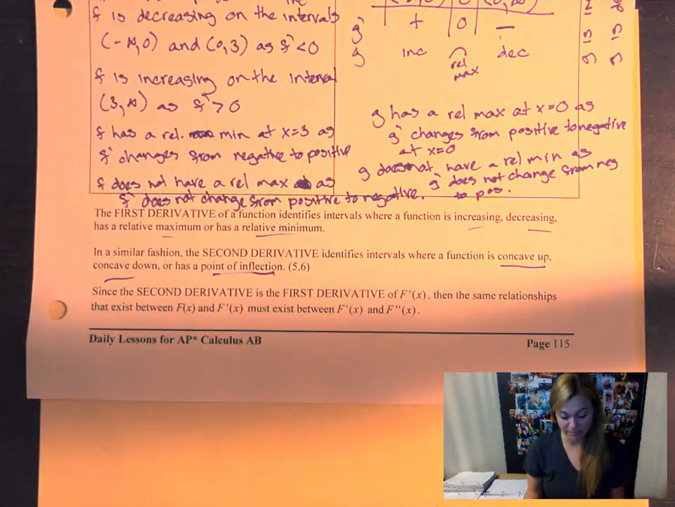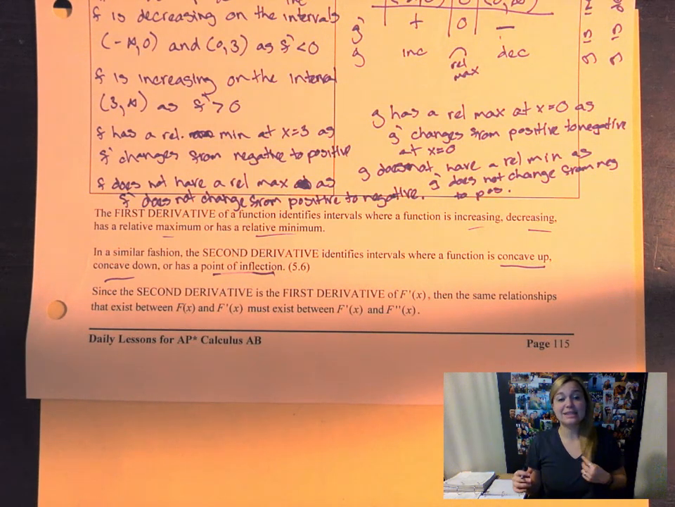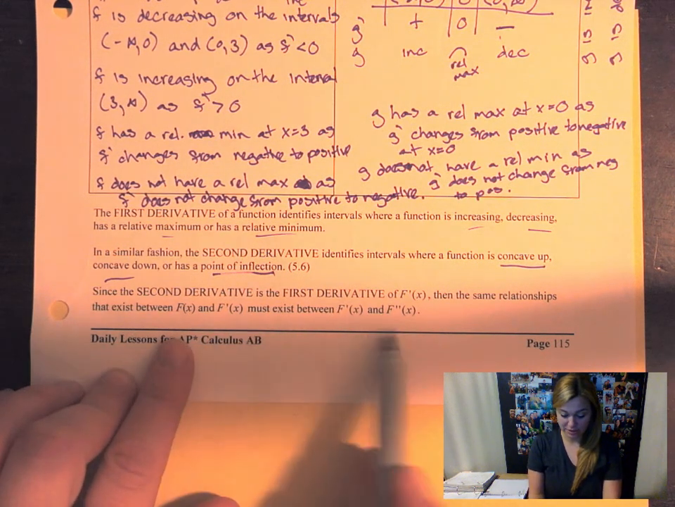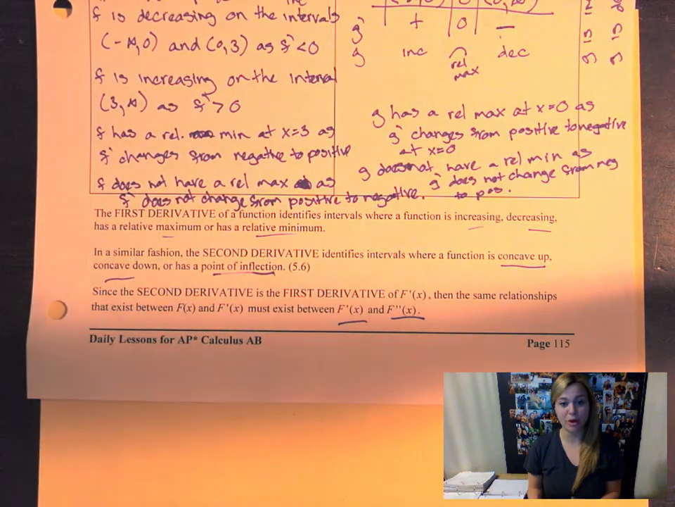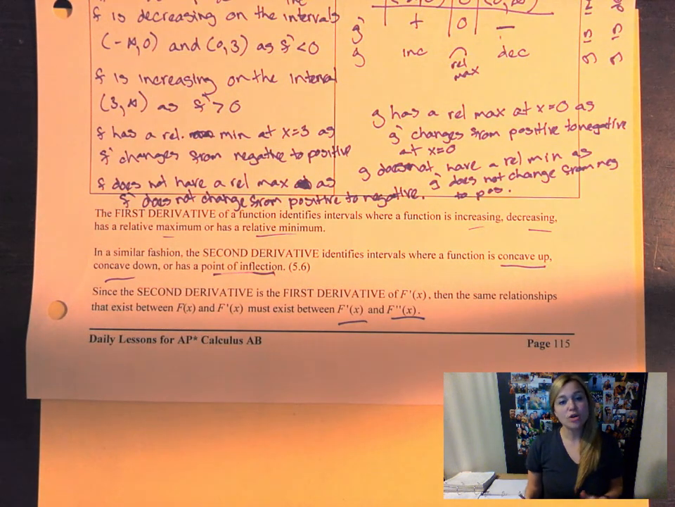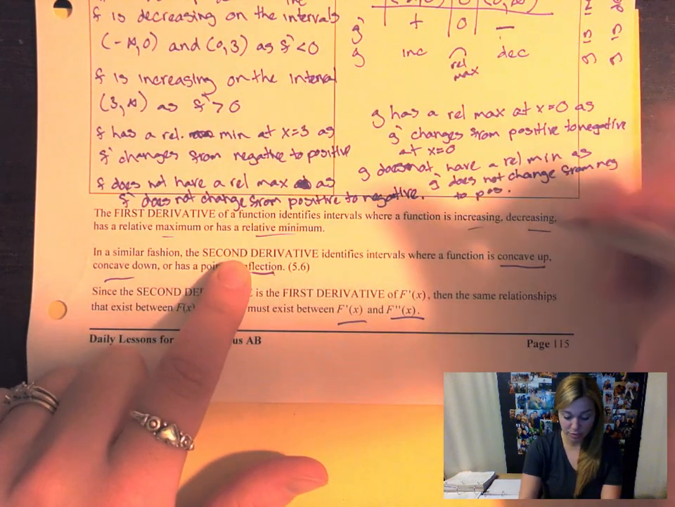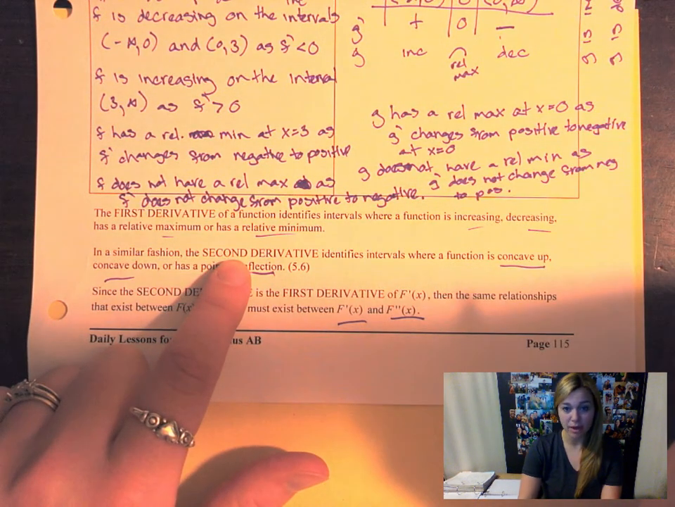Okay, so we're finally getting to this: concave up, concave down. So f double prime can tell you something about f of x. Even though the second derivative, f double prime, has the same relationship with f prime, because it is the slope of f prime, it can also tell you things about concavity, the shape of the graph of f of x. So the second derivative can tell you where a function is concave up.